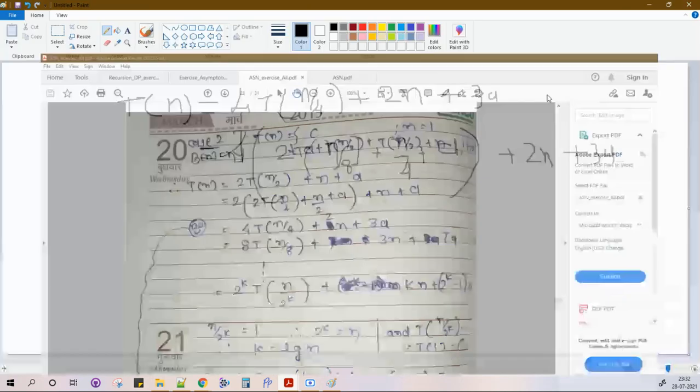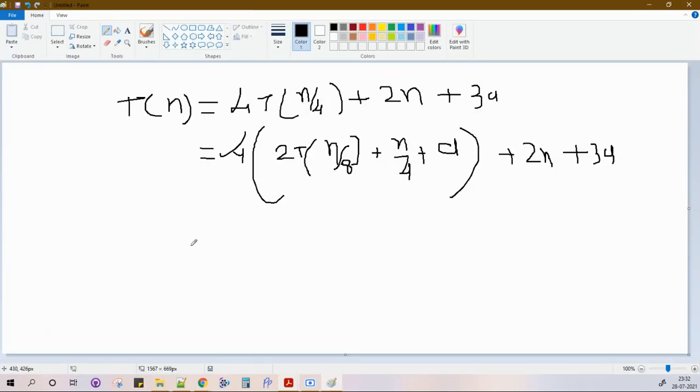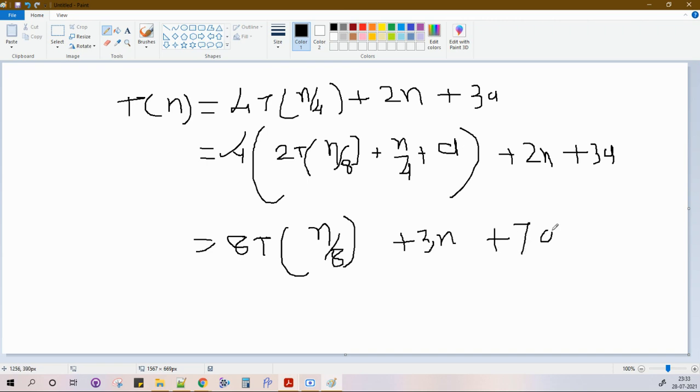Okay. Now what will happen? If I multiply everything, 4 times 2 would be 8, 8t of n by 8. This 4 and this 4 will cancel out. It would be n, and n plus 2n would be 3n. Now 4 multiplied by a is 4a, plus 3a, it is 7a. So the series is looking something like this. At the kth level, I will have 2^k minus 1 here, k here, and 2 raised to k here.